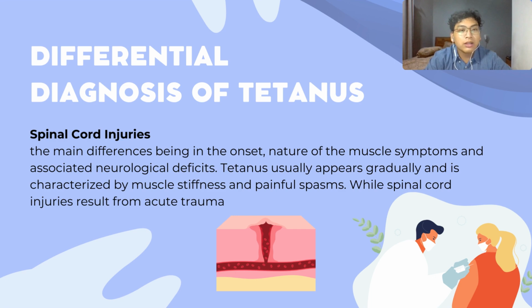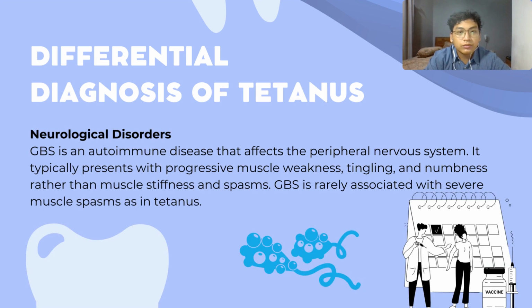The second one is spinal cord injuries. The main differences are in the onset, nature of the muscle symptoms, and associated neurological deficits. Tetanus usually appears gradually and is characterized by muscle stiffness and painful spasm, while spinal cord injuries result from acute trauma and can lead to muscle weakness, paralysis, and decreased sensation in specific areas of the body corresponding to the extent and severity of the injury.